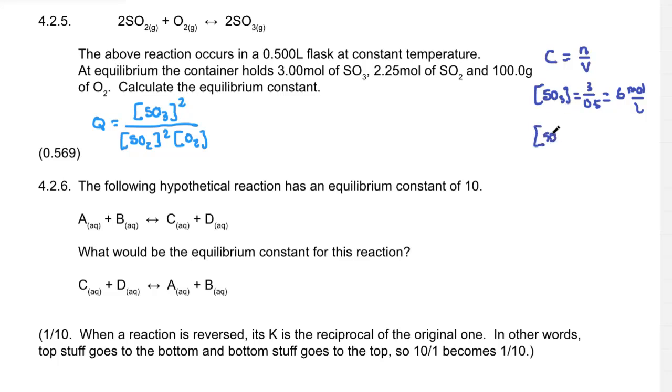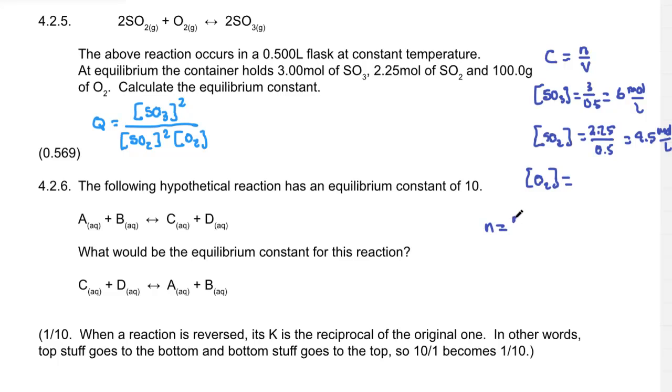For sulfur dioxide, we have 2.25 moles divided by half a liter is 4.5 moles per liter. And for oxygen, they're really being vile. They didn't even give moles, they gave us a mass. So, whole other thing to do here.